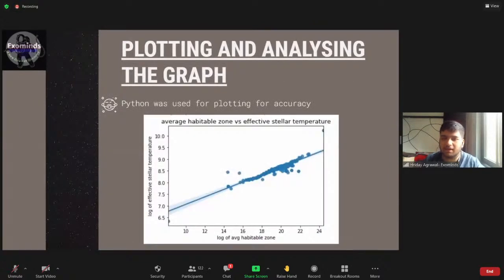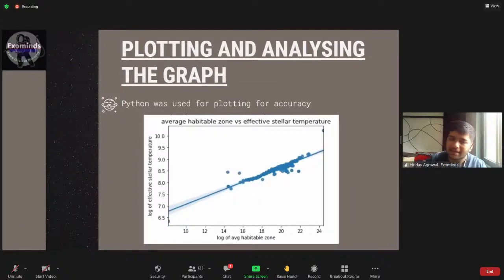So this was our graph. And again, this is the most important part of our whole presentation. Now, we use Python for the accuracy, and we can observe many good things here. The very important thing that we observe here is that the log of effective stellar temperature and the log of habitable zone is plotted here.